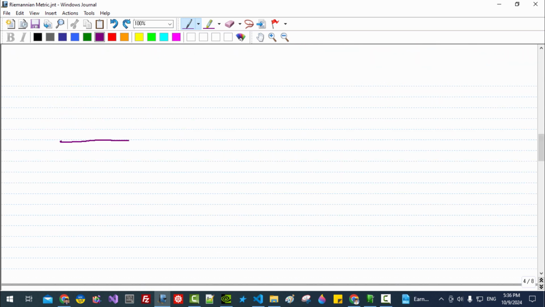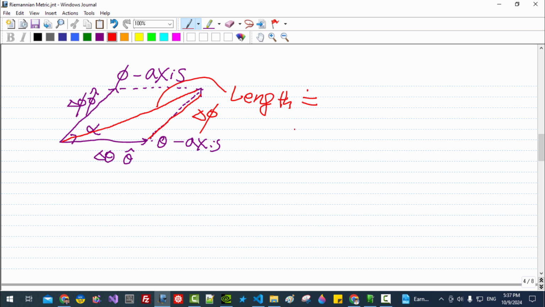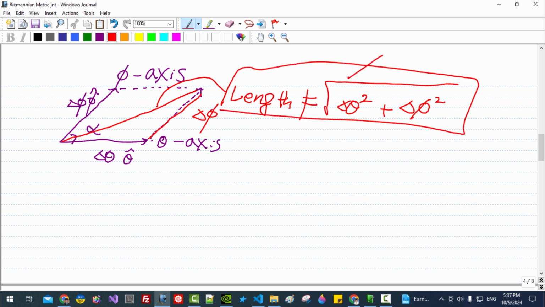But in this case, delta theta times theta hat, delta phi times phi hat, theta axis, phi axis. This angle I will call alpha. Then this length is delta phi. This diagonal length is not root of delta theta square plus delta phi square. This equation does not hold.